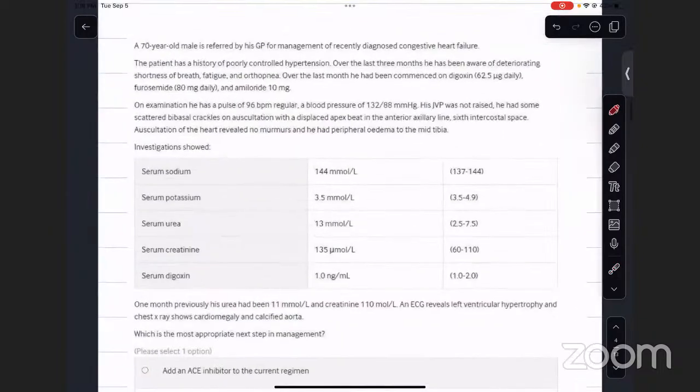So let's see another example like here. A 70-year-old man is referred by his GP for management of recently diagnosed congestive heart failure. This is a key point: already diagnosed heart failure. Poorly controlled hypertension, that will be the risk factor for heart failure. Over the treatments, he has been aware of deteriorating shortness of breath.